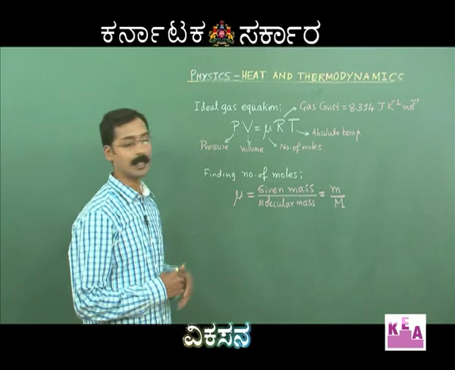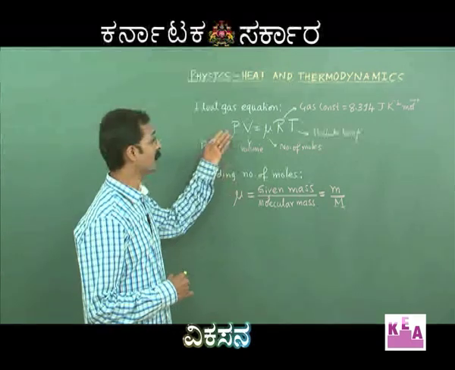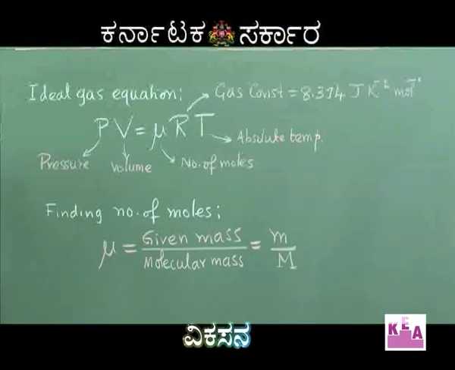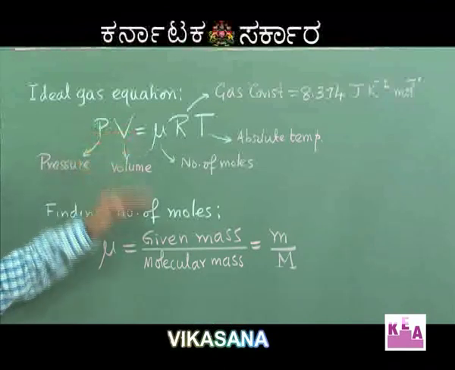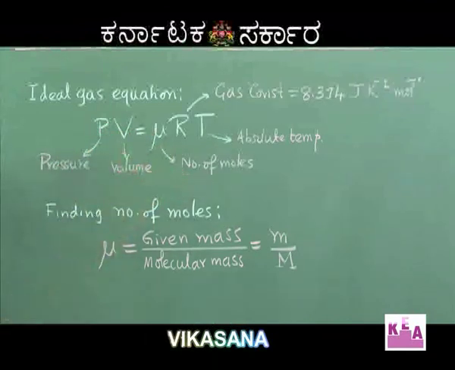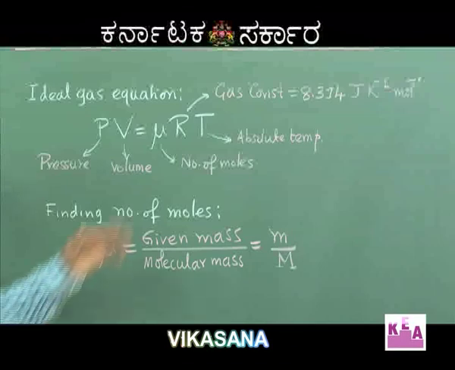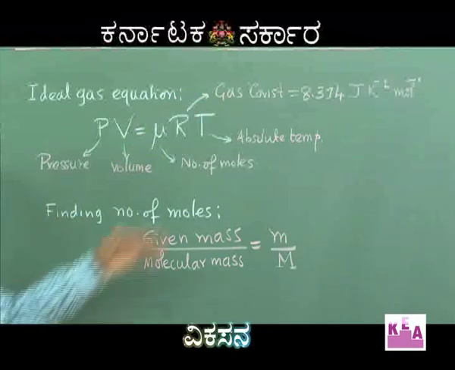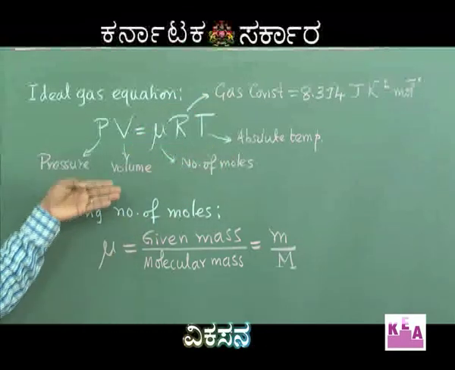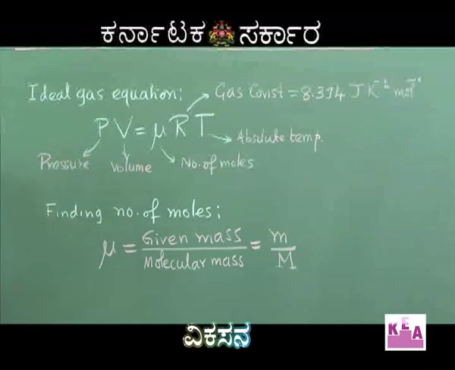Now, we shall see the ideal gas equation. The ideal gas equation is given by PV = μRT, where P is the pressure, V is the volume, μ is the number of moles in the system you are considering, R is called the gas constant, T is the absolute temperature. This applies for ideal gases.